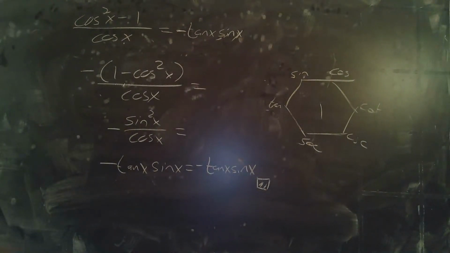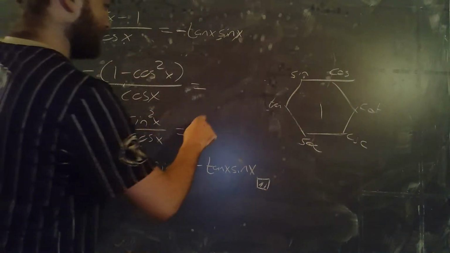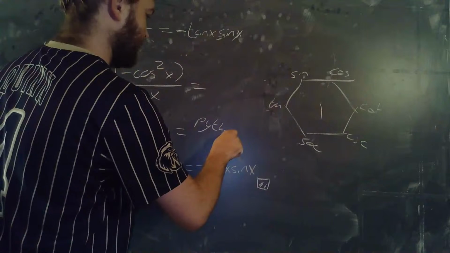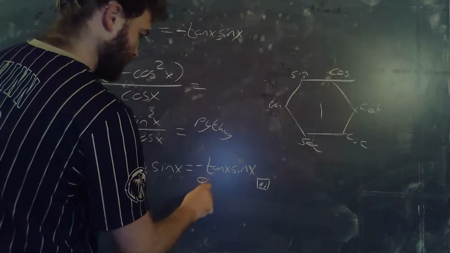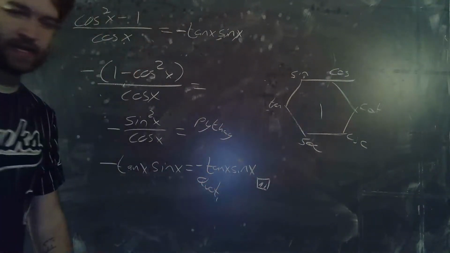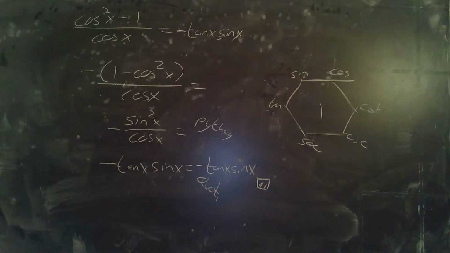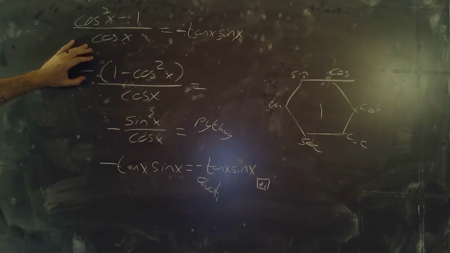Cool. Need some reasons. Moving from this step to this step, that's a Pythagorean identity. Moving down here, that was a quotient identity. So I'll try to just denote that I did that below. And then notice that this little trick with the negative, that's an algebra step. You don't need a reason for that.